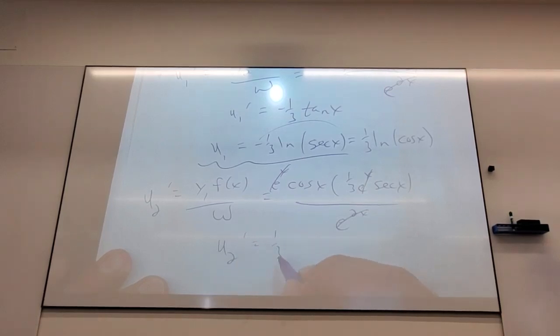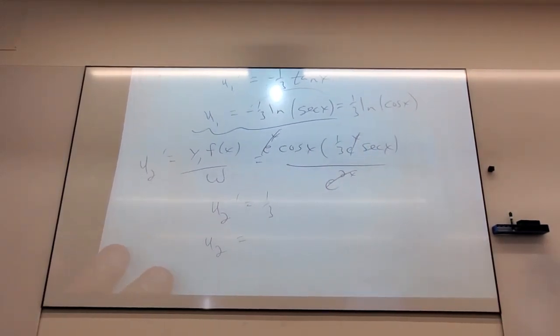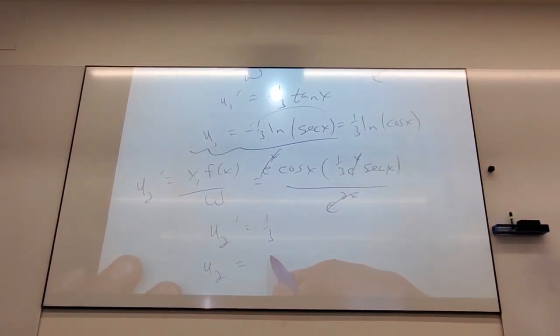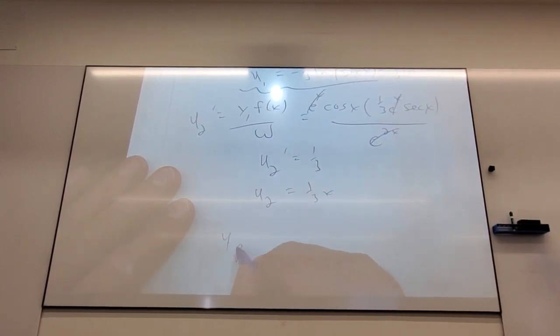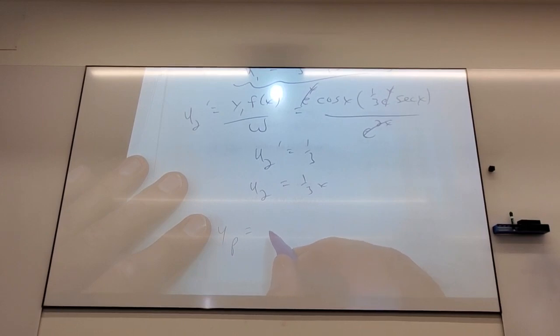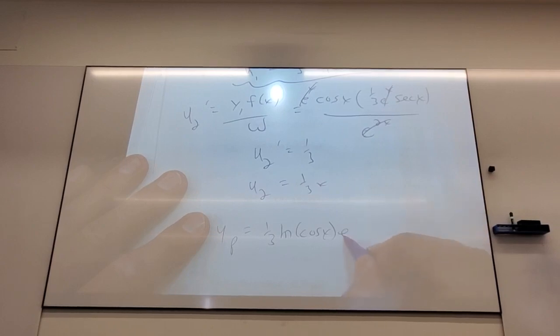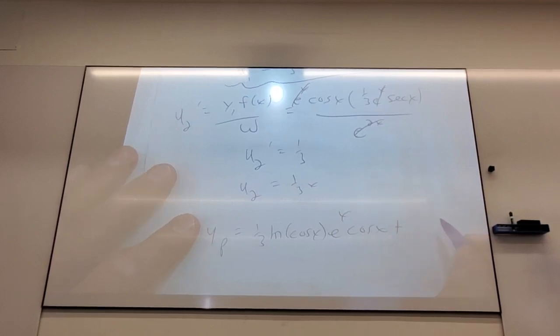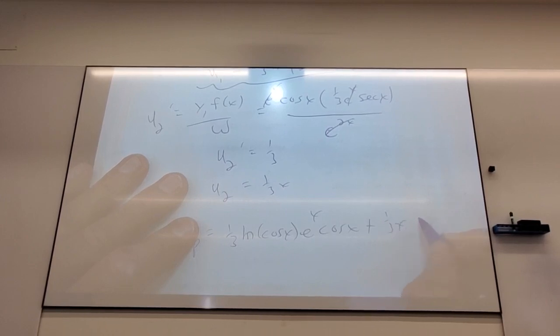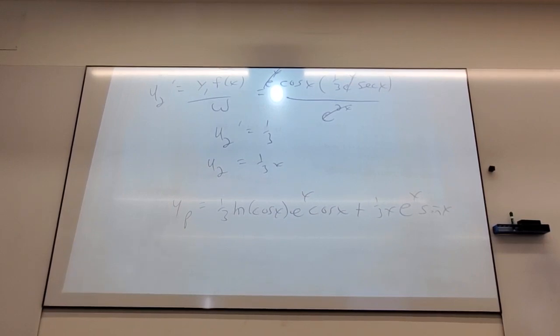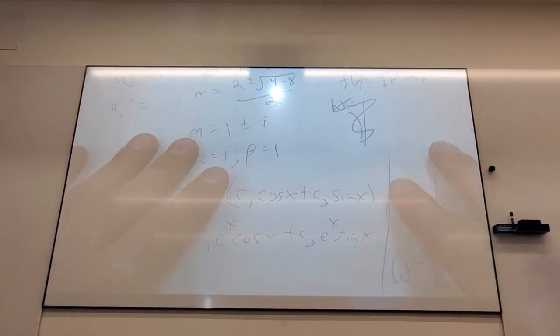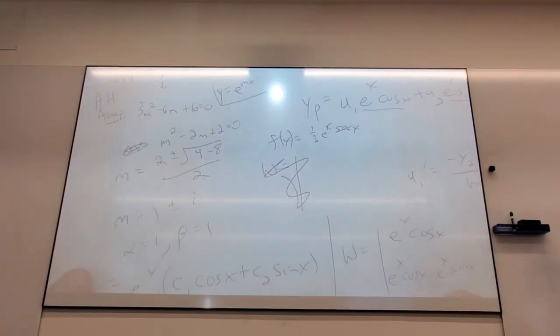1. So then what's u2? 1/3 x. So then, my yp is going to be u1 times e to the x cosine x plus u2 e to the x sine x. So then my yc, I'm sorry, my y will be my yc plus my yp.